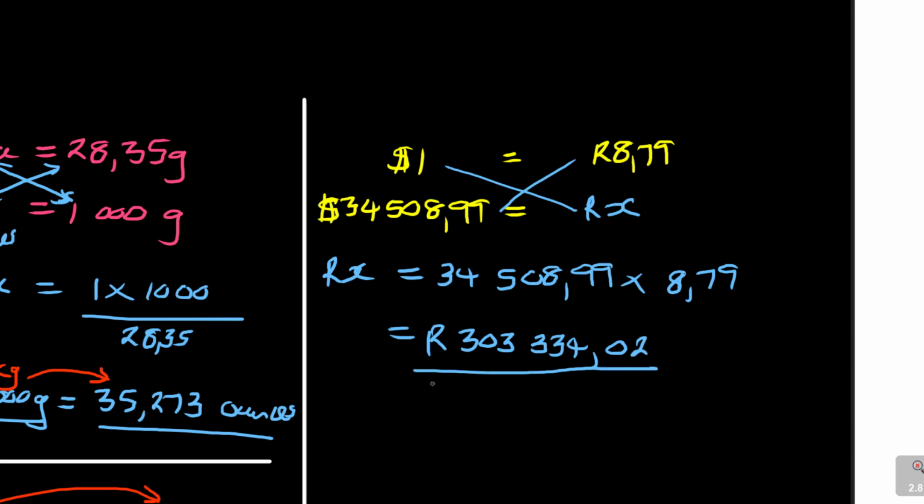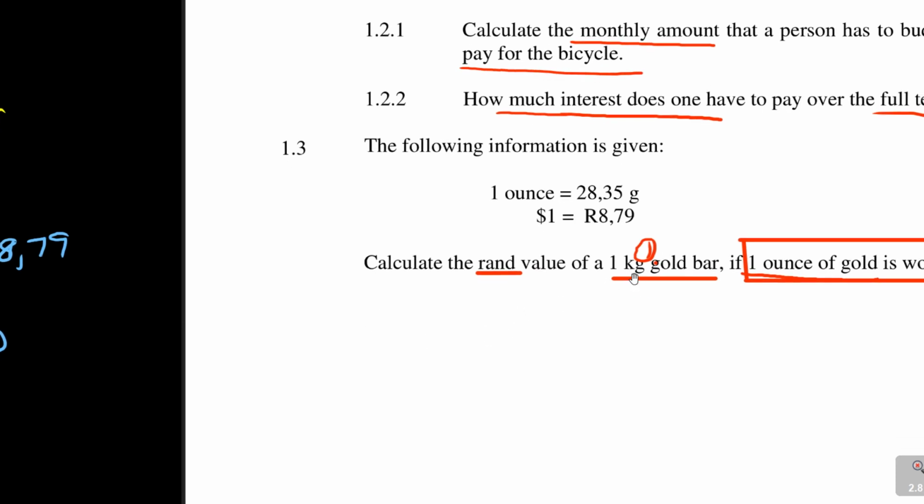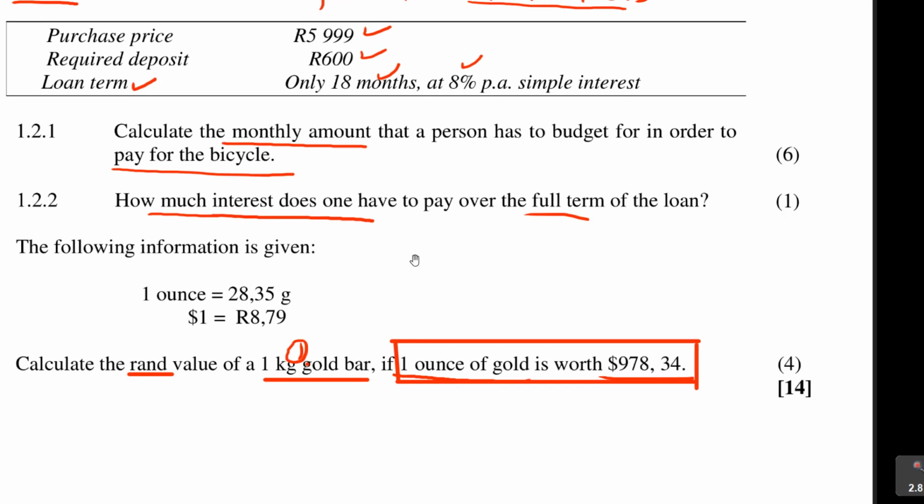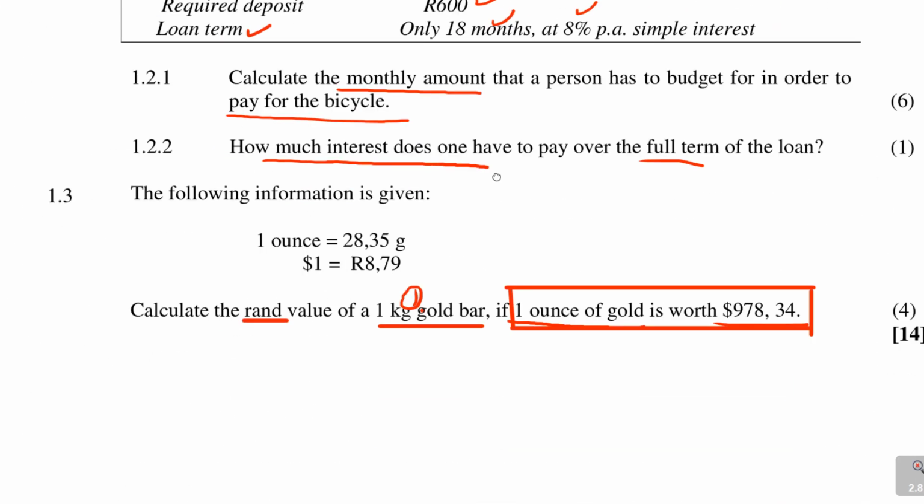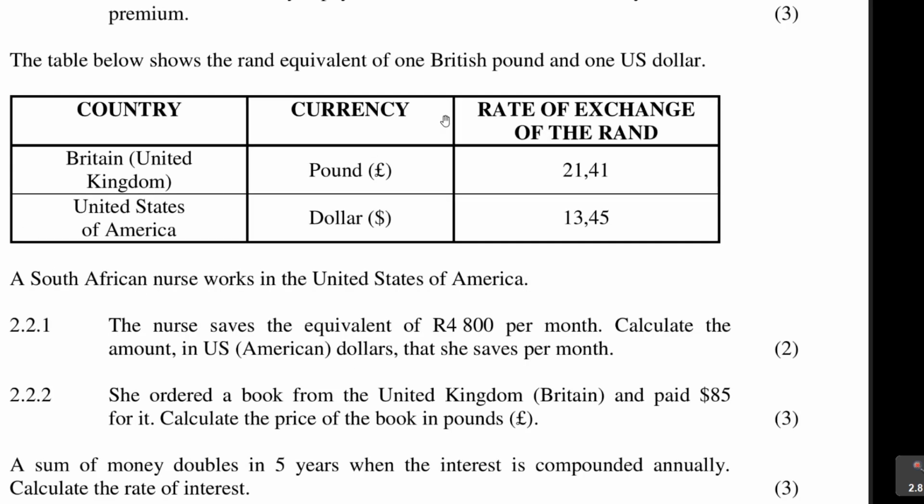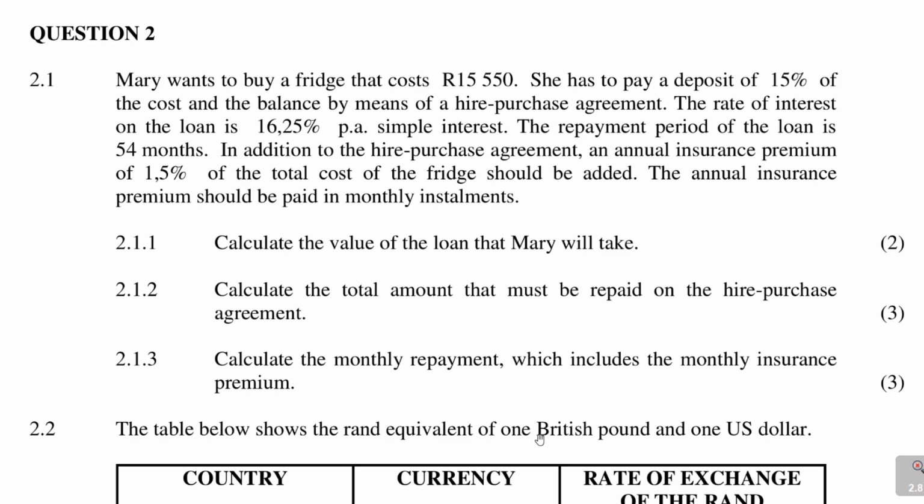So 1 kilogram of gold will actually cost you 303,334 rand and 2 cents, which is good money, just for 1 kg of gold. This is the money you'd have at a low rate. In today's value, it will cost you a lot more. So guys, that's what I wanted to bring to you in this question. But this is not the end. There is another question I want us to do, but because of time, check me in the second part of this video.